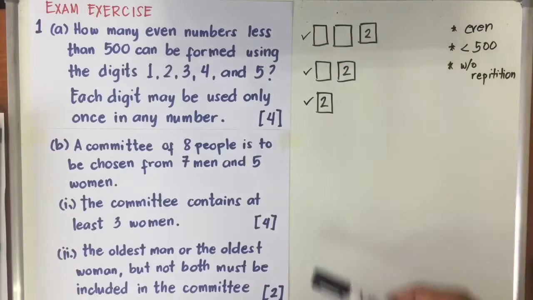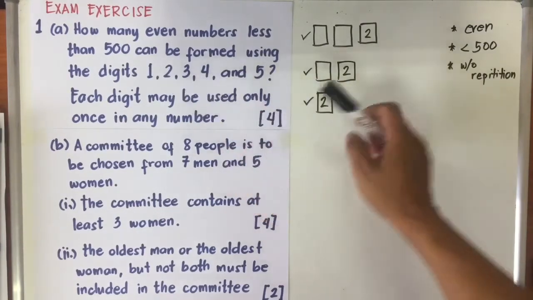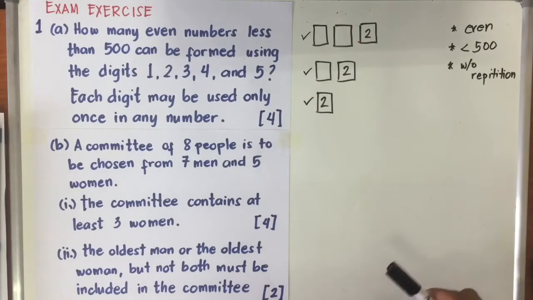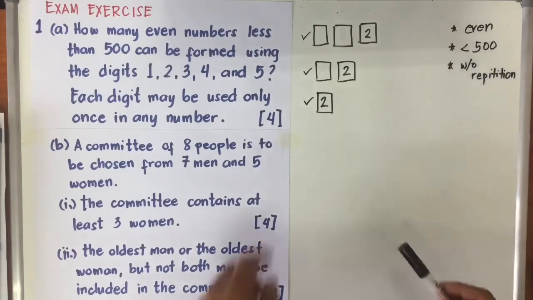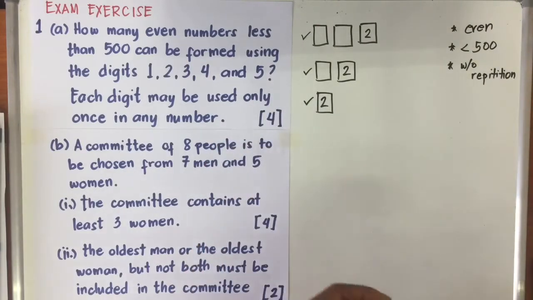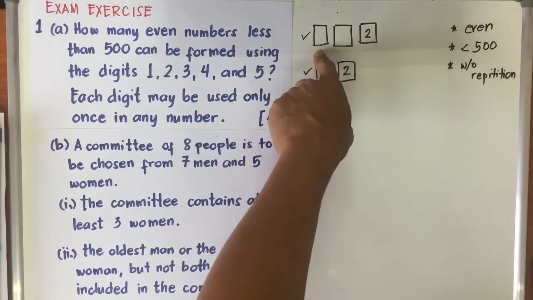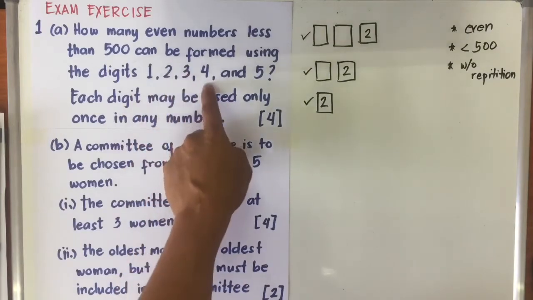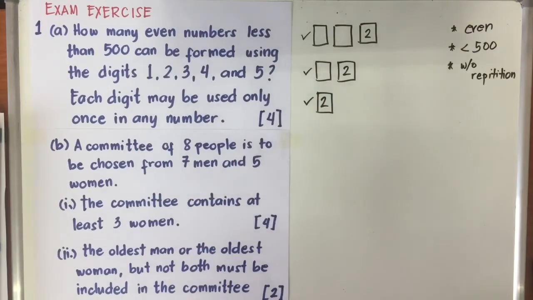Next, let's go to the 3-digit number first. On the 3-digit number, I have choices 2 and 4 for the ones digit. On my hundreds digit, remember it should be less than 500, so it cannot be 5. This hundreds digit cannot be a 5 because it should be less than 500. It can be 4, it can be 3, it can be 2, it can be 1. But remember, you have chosen either 2 or 4 already on your first digit. So remember to remove that already.